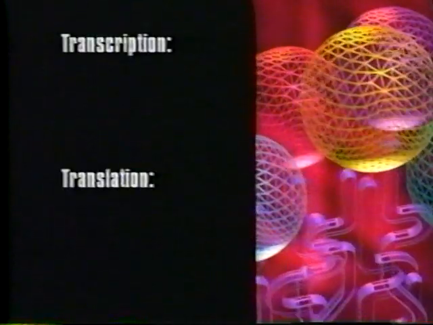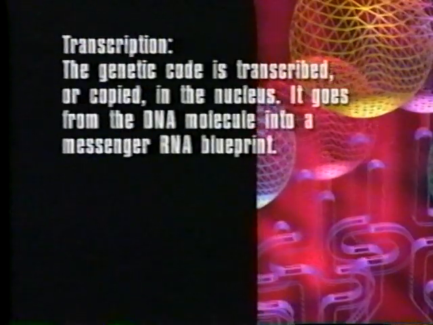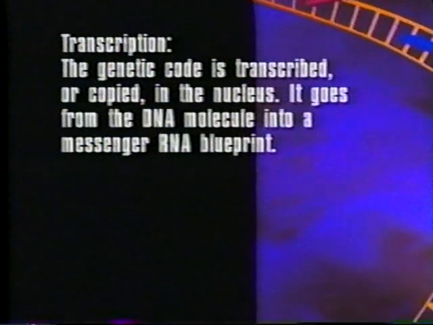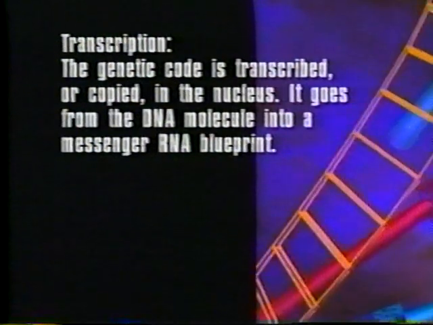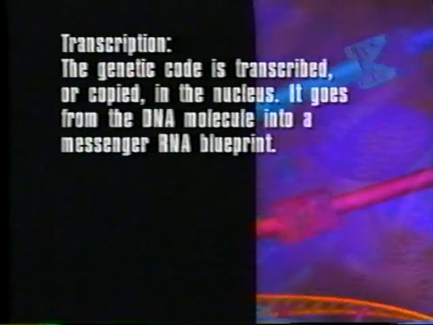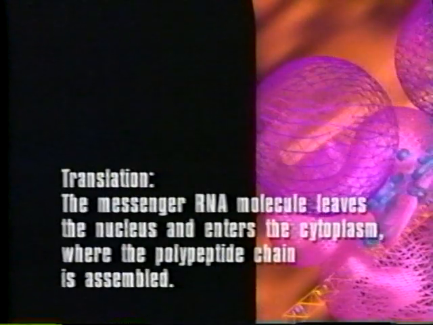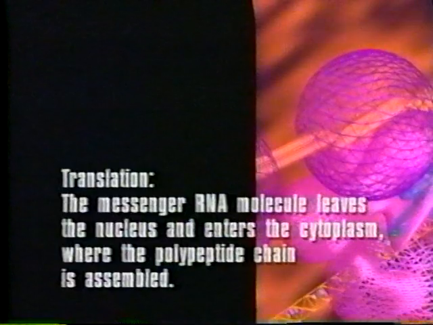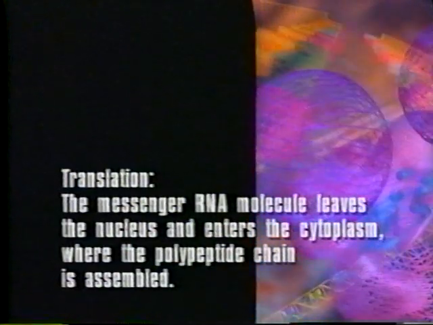Protein synthesis is divided into 2 stages, transcription and translation. During transcription, the genetic code is transcribed or copied in the nucleus. It goes from the DNA molecule into a messenger RNA blueprint. During translation, the messenger RNA molecule leaves the nucleus and enters the cytoplasm, where the polypeptide chain is assembled. Now let's explore the steps of transcription and translation in more detail.